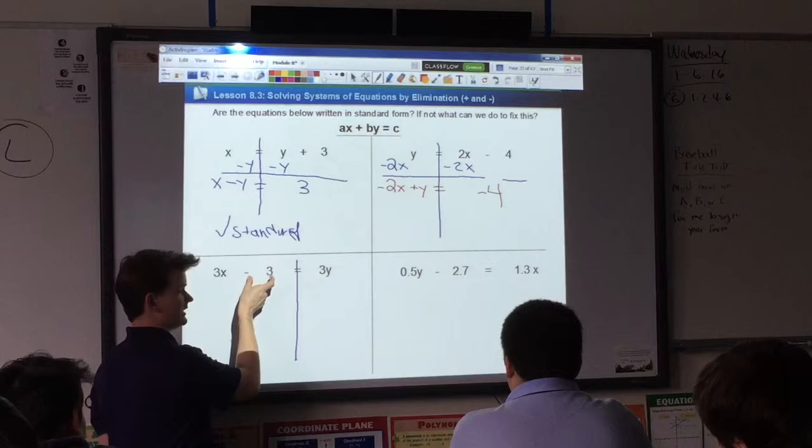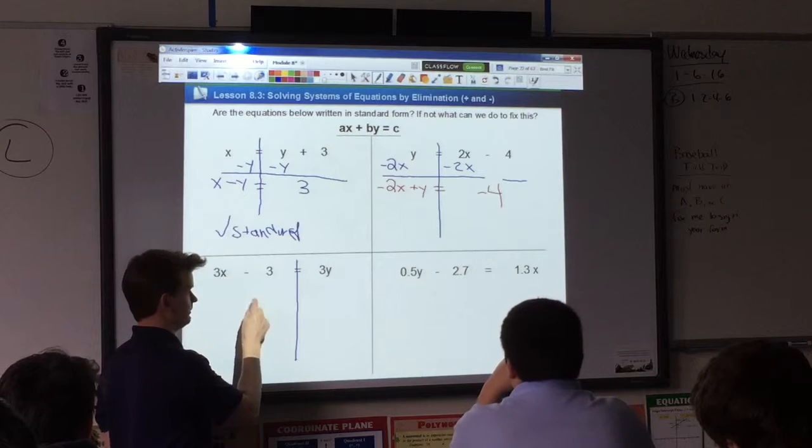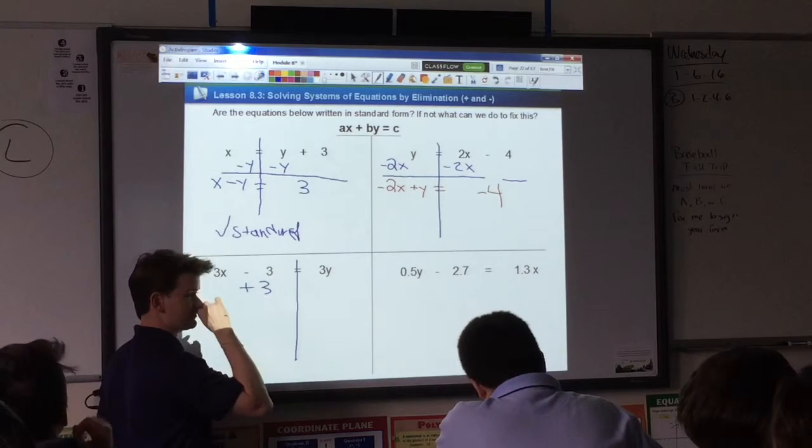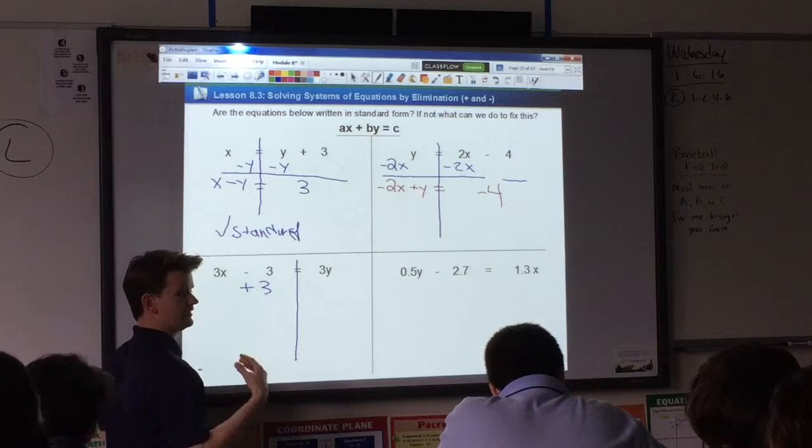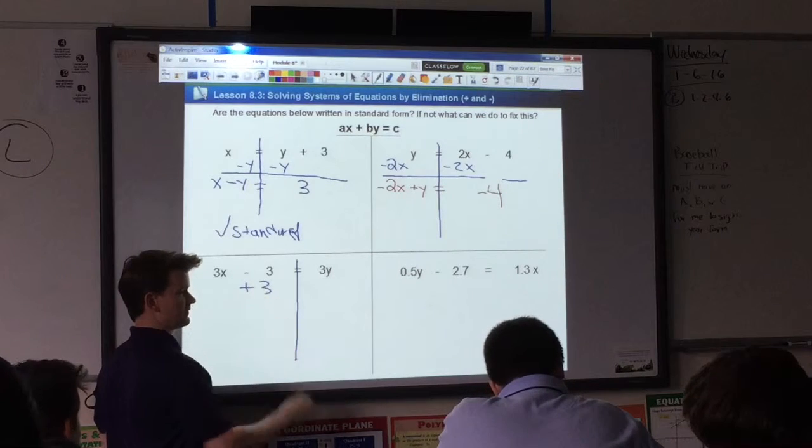Well, the inverse. This is a negative 3. What's the inverse of a negative 3? Positive. So we're going to add 3. Inverse is the most important word in this module. You're going to hear it a million times, not just for this, but for when we solve it.